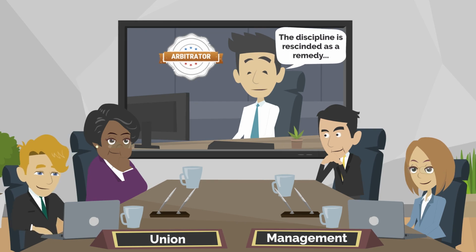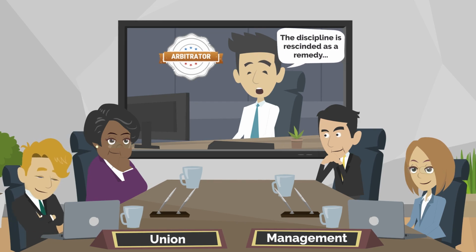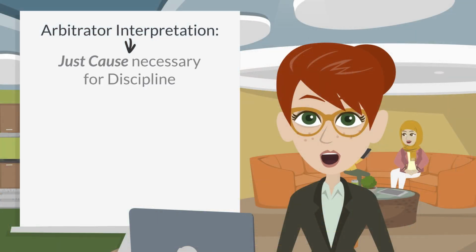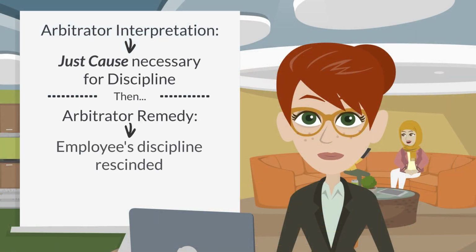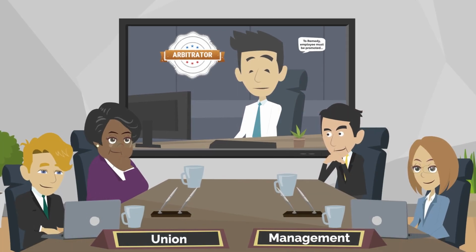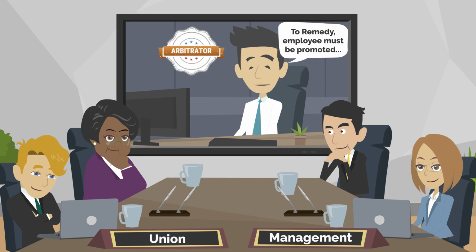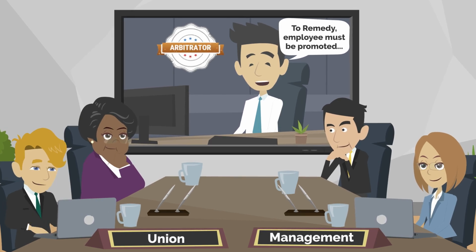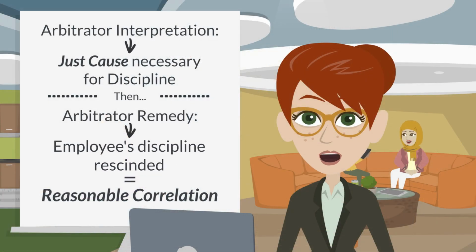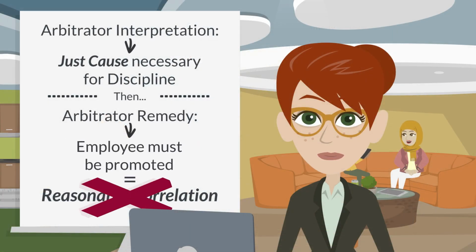And let's say that as a remedy, the arbitrator sets aside the employee's discipline. This remedy would reasonably correlate to the contract violation. But let's say instead of setting aside the employee's discipline, the arbitrator directs the agency to promote the employee. This remedy would not reasonably correlate to a contract provision requiring just cause for discipline.